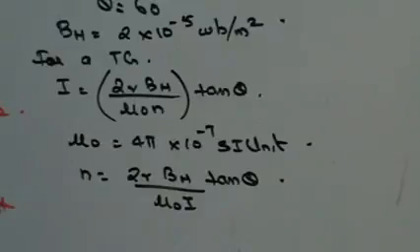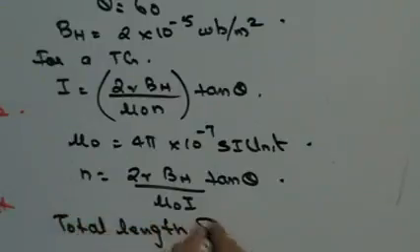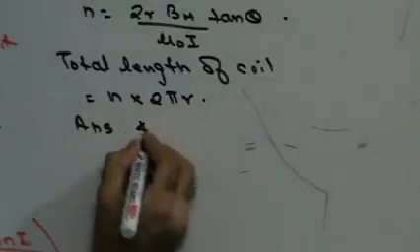Now they haven't asked you the number of turns, they've asked you to find out the length of the coil. If it's a coil, the length of one circle will be its circumference. So the total length of the coil will be equal to number of circles into length of one circle. Length of one circle is nothing but 2 pi r, which is the circumference. So when you multiply this, you will come to know the total length of the coil used in the tangent galvanometer. The answer for this should be 4.43 meters.